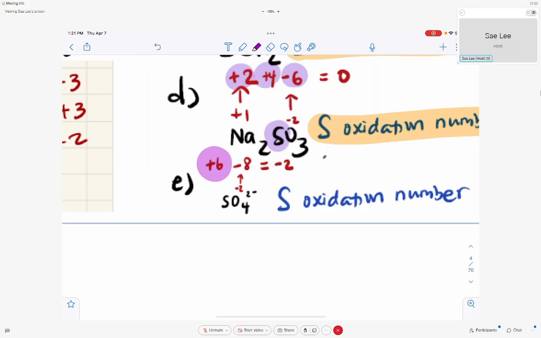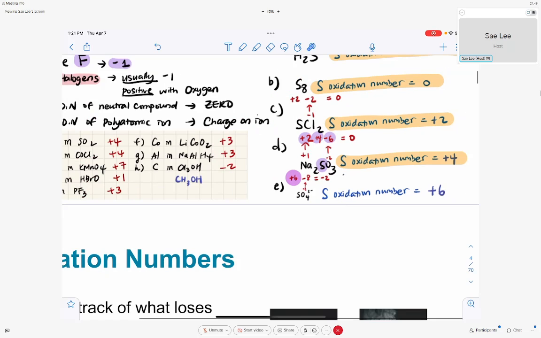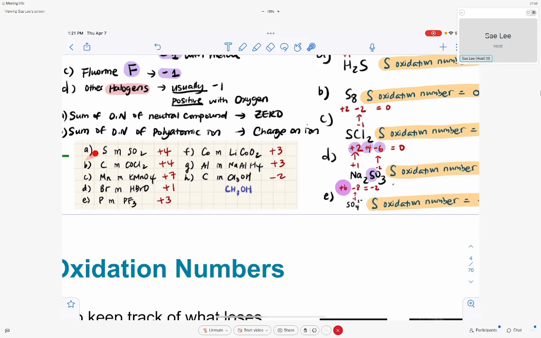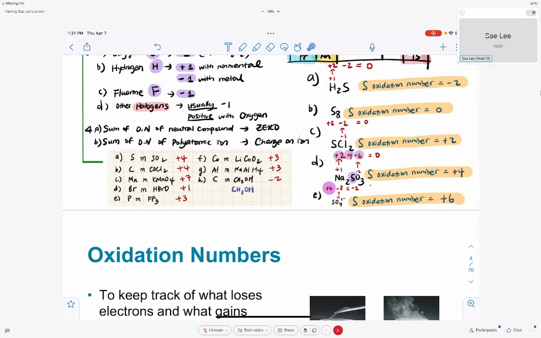Then what should be the oxidation number of sulfur in order for the sum to be -2? The only way the sum of the oxidation numbers of these two atoms equals -2 is by sulfur having oxidation number of +6. Okay, +6 minus 8 equals -2. So the oxidation number of sulfur in this compound is going to be +6. And here are some exercises. If you want to try, you can give it a try after class.